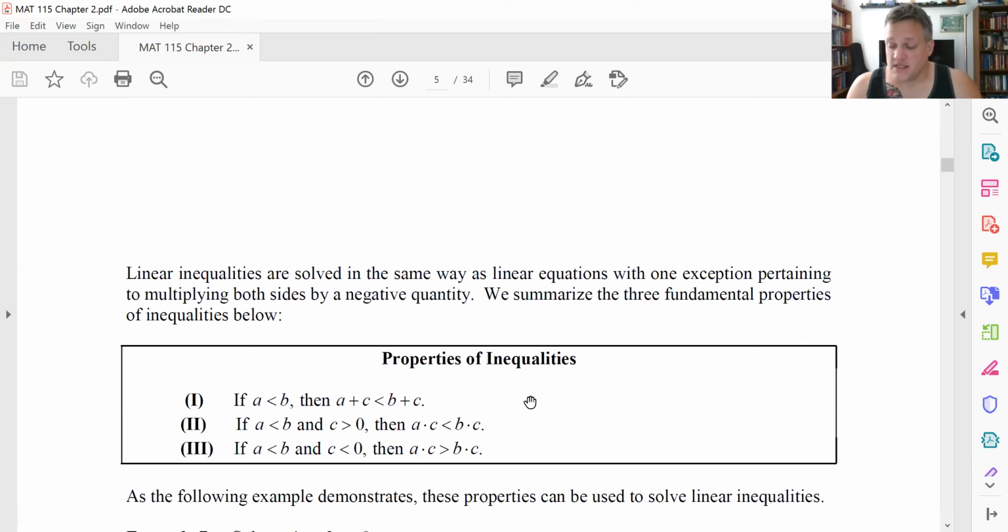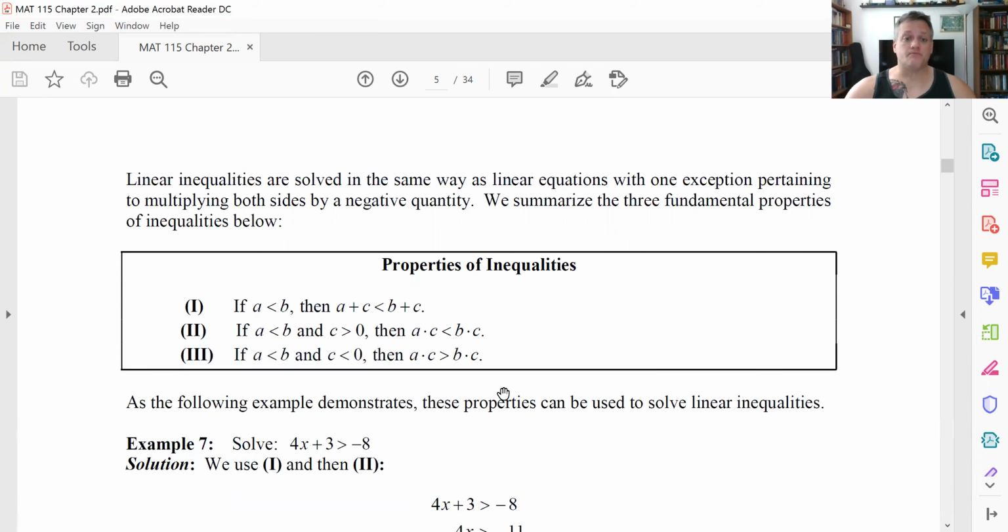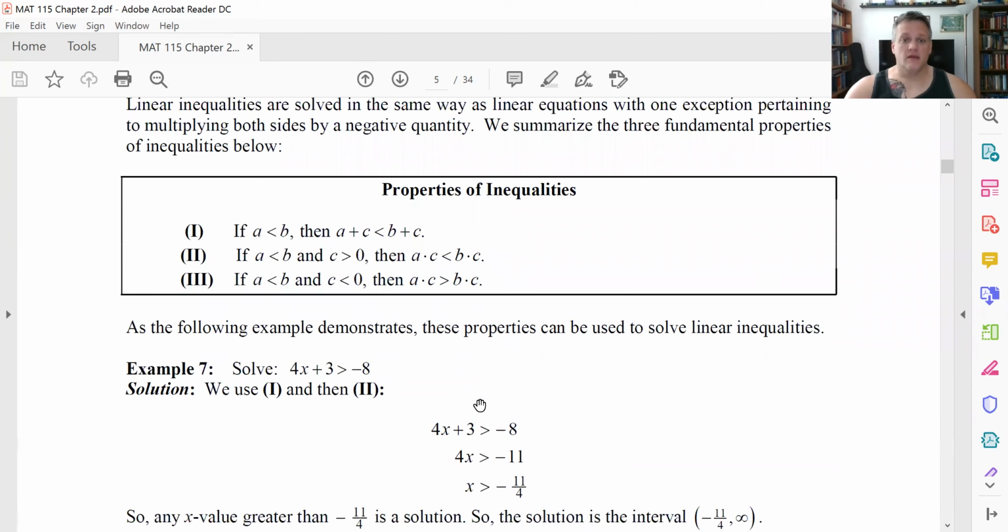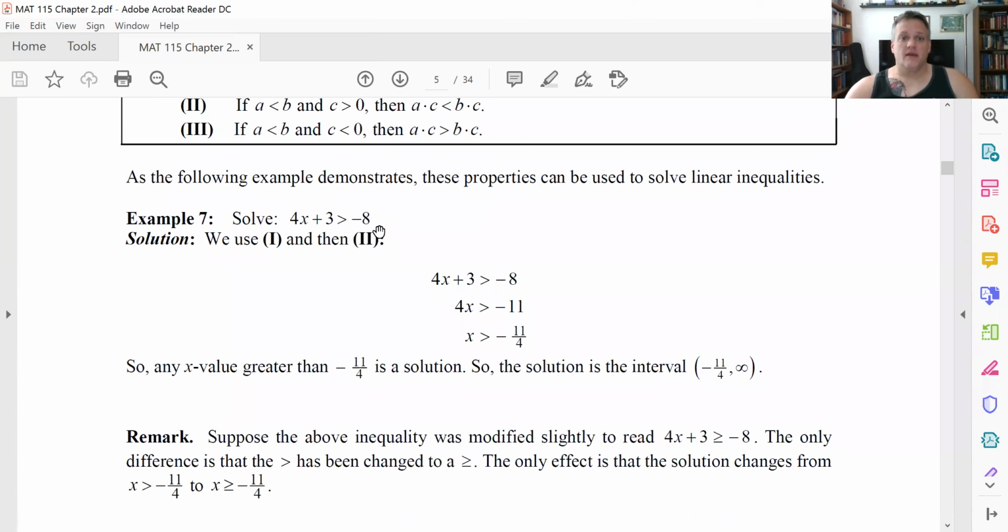Otherwise, the exact same approach used to solve linear equations is used to solve linear inequalities. No difference. All right, so for example, suppose we want to solve this inequality. The idea is to get x on one side by itself. And so to do that, I would move the 3 over, as I did here, and then divide both sides by 4. Since it's positive, I do not change the inequality sign. And so I have x bigger than minus 11/4.